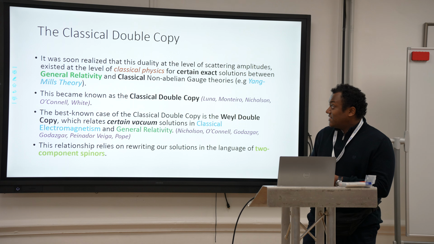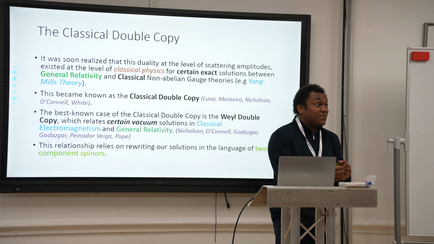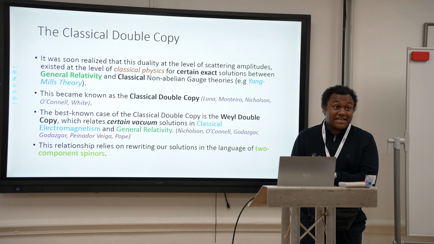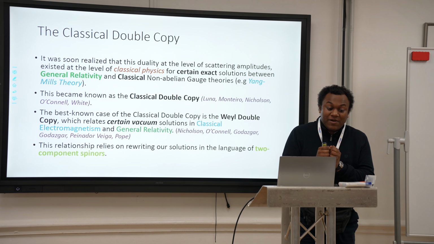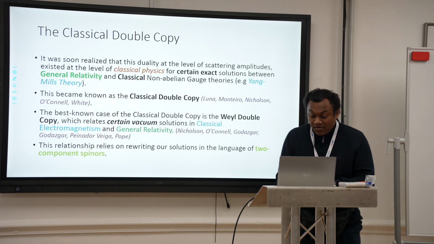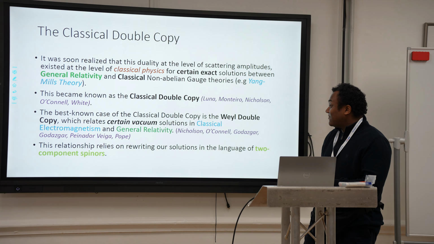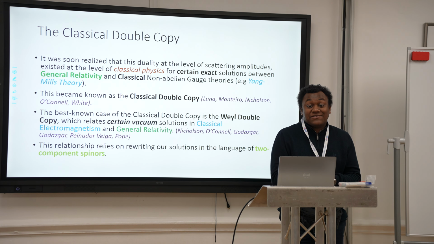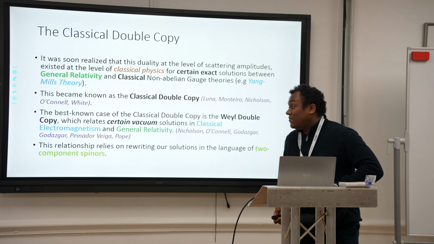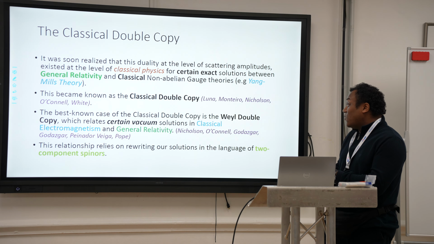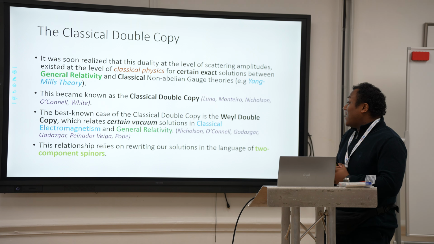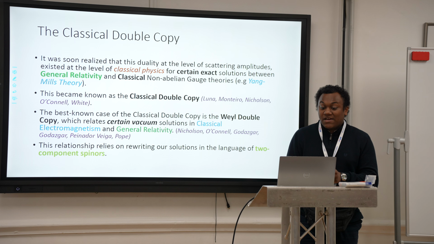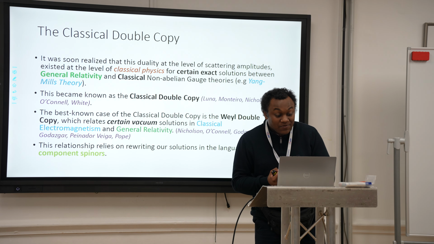Within the last 10 years or so, it was realised that this duality between non-abelian gauge theories and gravity theories could also be seen at the level of classical physics, for exact solutions to the equations of motion for both classical non-abelian gauge theories, classical Yang-Mills theory, and general relativity. This observation became known as the classical double copy. Today I'm going to be talking to you about probably the most famous example of the classical double copy, something known as the Weyl double copy, which relates certain vacuum solutions in general relativity with certain solutions in classical electromagnetism.